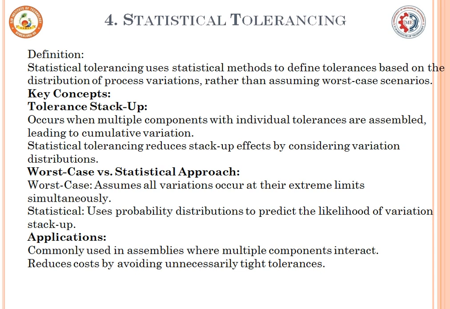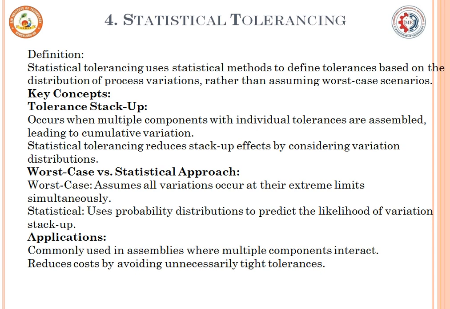Statistical tolerancing reduces stack-up effects by considering variation distributions. So statistical tolerancing helps to avoid too much variation. Worst case versus statistical approach: worst case assumes all variation at the extreme limit simultaneously. The statistical approach uses a probability distribution to predict the likelihood of variation stack-up. So like this, the worst case and the statistical approach help to keep the various products under control.